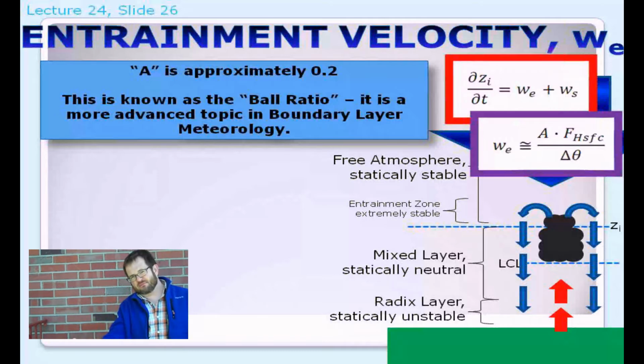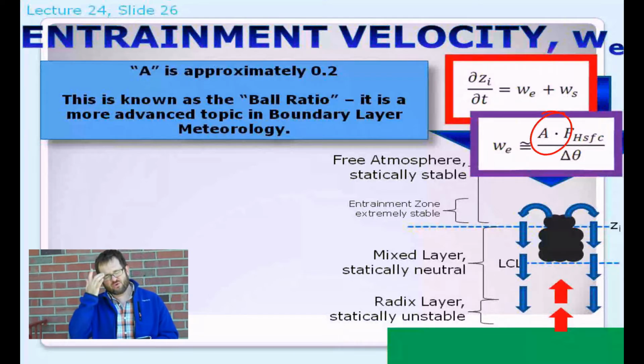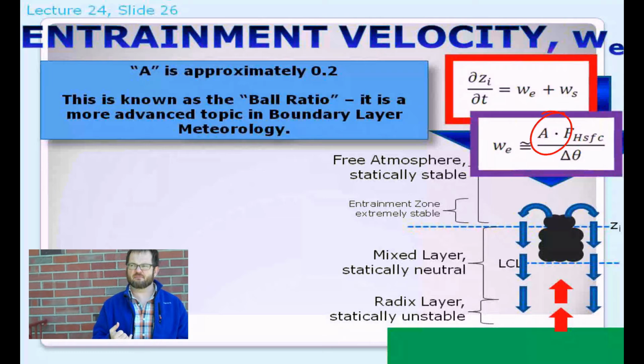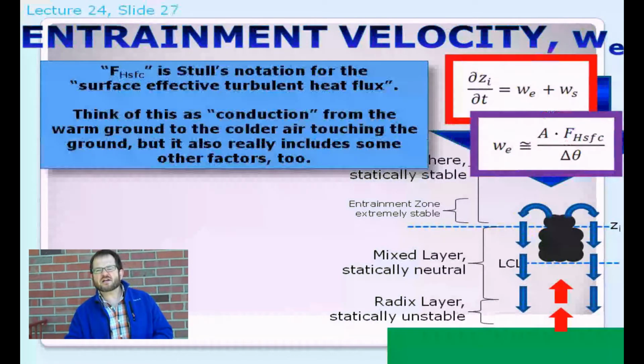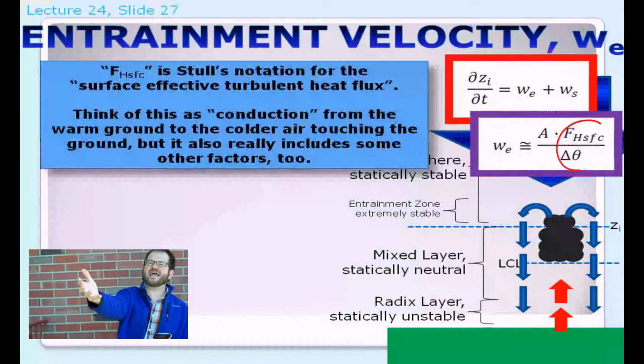All right, what are the terms that go in this WE, this entrainment velocity as Stull has it expressed in here? Well, one of them is A. Now this A is a number called the Ball ratio, and the Ball ratio is actually a rather sophisticated topic in a boundary layer meteorology class. If this was a graduate boundary layer meteorology class, we'd have lectures about how to compute the Ball ratio. For our purposes, a good typical value of the Ball ratio is A equals 0.2. Let's just use that as our value, not worrying about what it is. We're just going to pretend it's a constant. FH at the surface. FH is the flux of heat at the surface from the surface into the atmosphere.